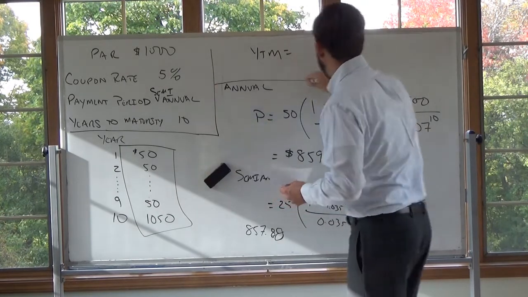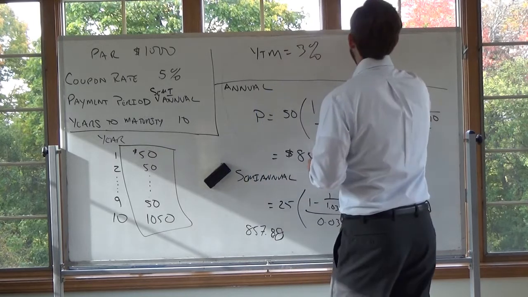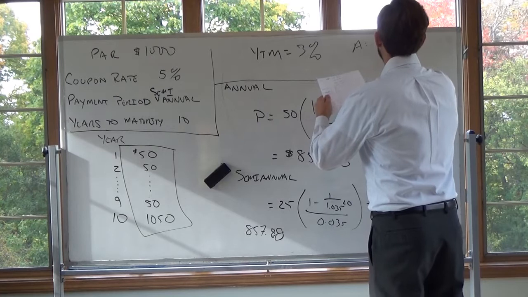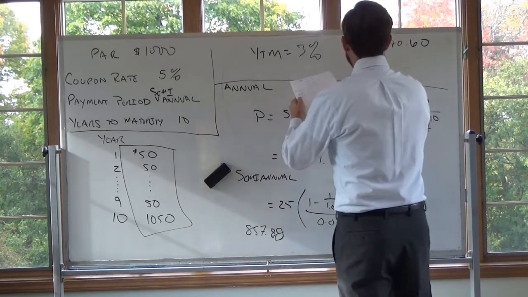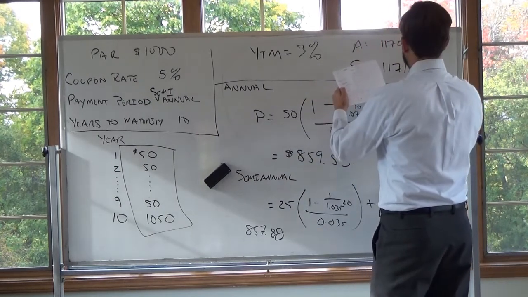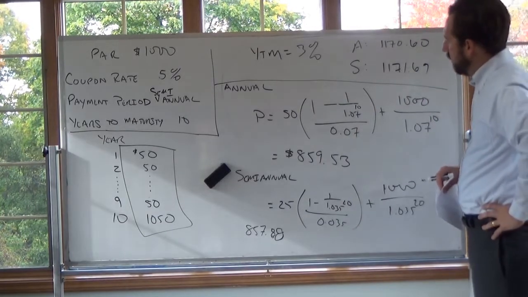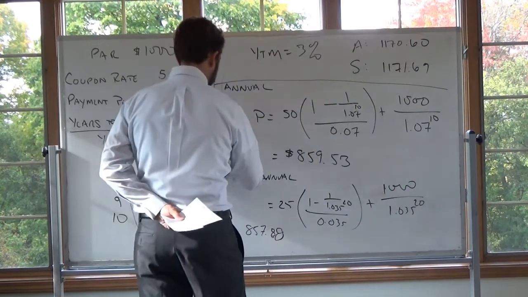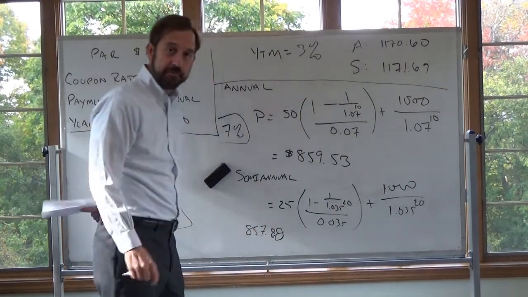So we'll keep all that the same. If the yield to maturity is 3%, then the annual bond price would be 1170.60, right? And the semi-annual bond is going to be 1171.69. So here's the thing. If the yield to maturity is 7%, as it is here, when we switch from annual to semi-annual, the bond value goes down.